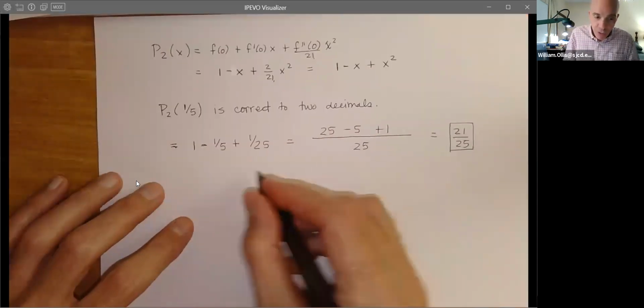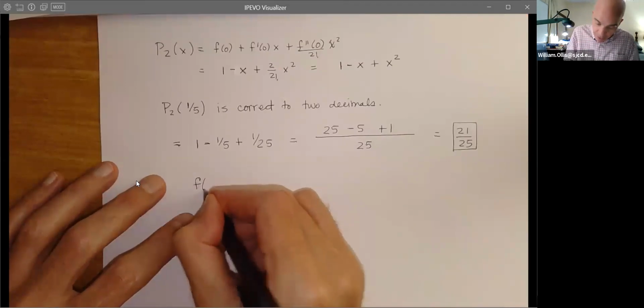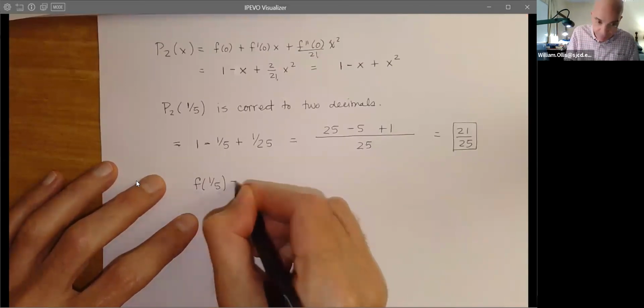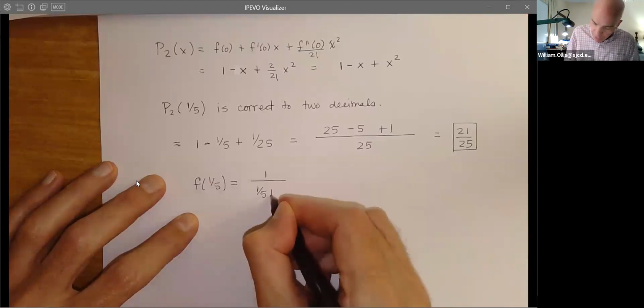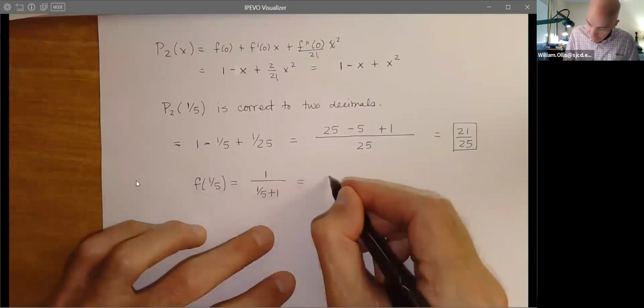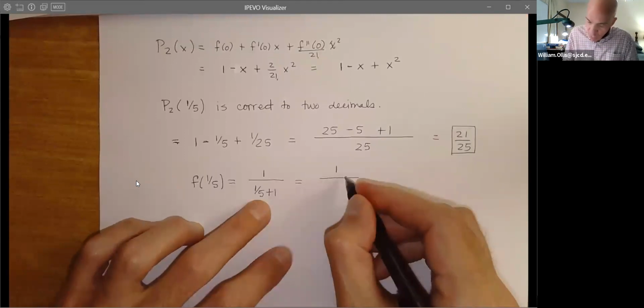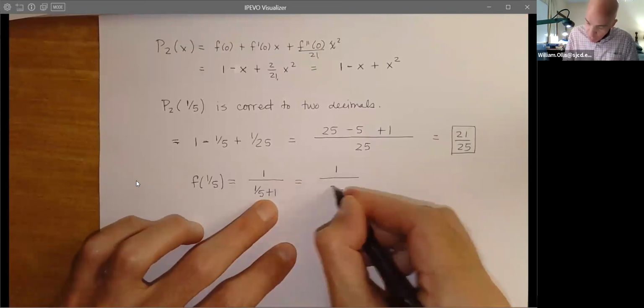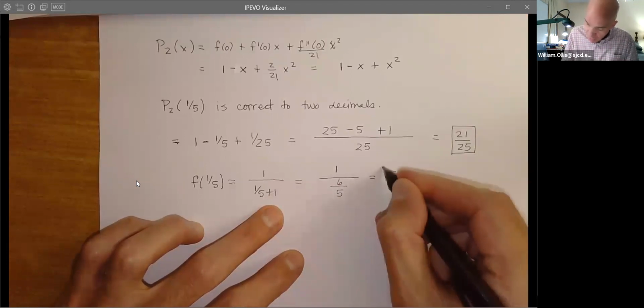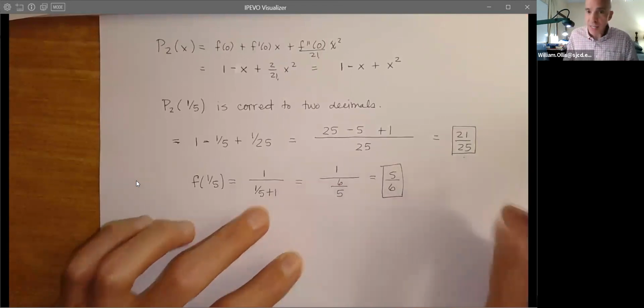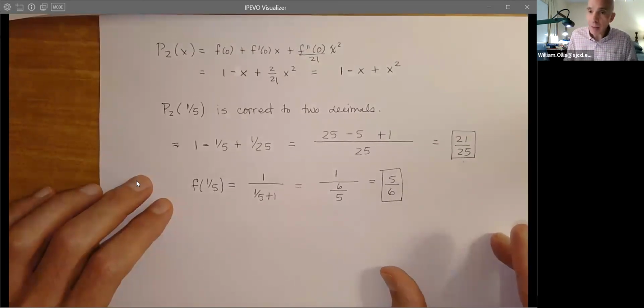Now, if we just substitute, that is f of 1/5 is just 1 over 1/5 plus 1. And this is 1, so this will give us a 5, so a 6 over 5, 5 over 6. So that's the exact, and that's the approximation, not half bad.